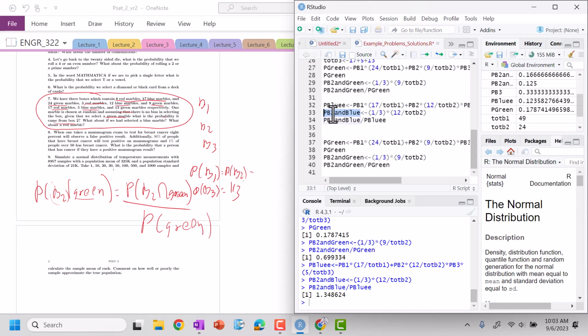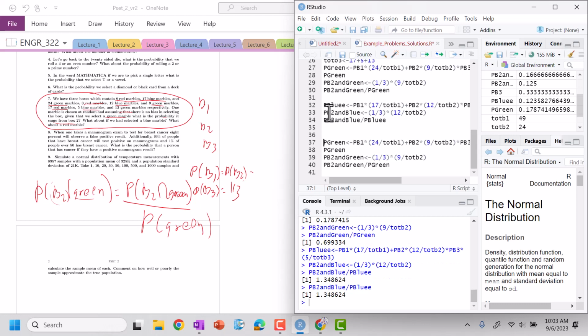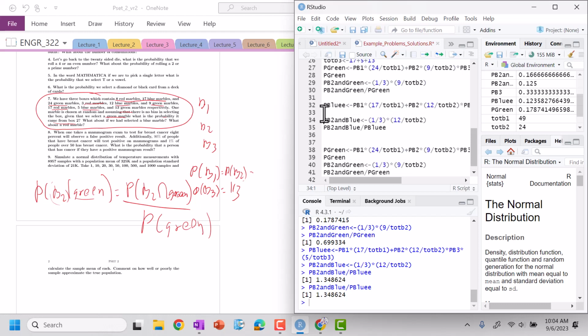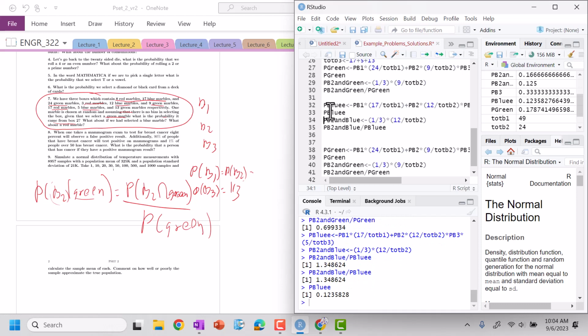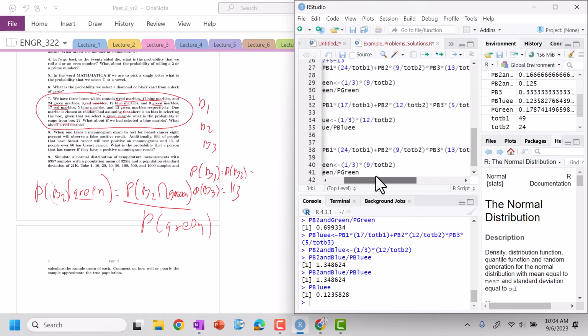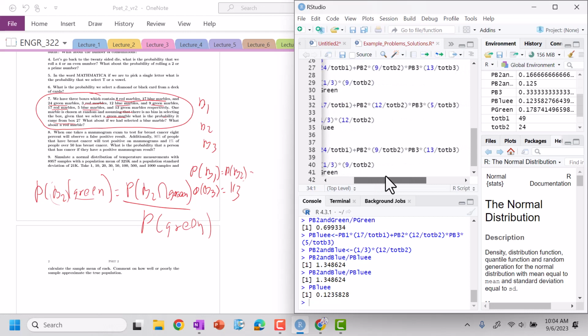Probability 2 in blue divided by probability of blue. Let's take a peek at what's going on here. Because in the second box we do have 12, so 1/3 divided by 12 total. So let's look at probability of blue. So pretty low probability. Probability 1 times 17 over total.